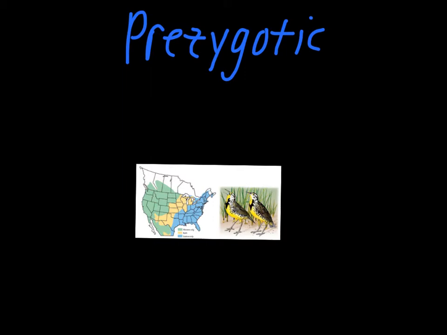If we look at pre-zygotic, there are a couple of examples here. One would be like geographic examples. So like if you have individuals from the same species, but they're not located in the same area at the same time. So maybe individuals with like a different migration pattern. There's also behavioral differences.